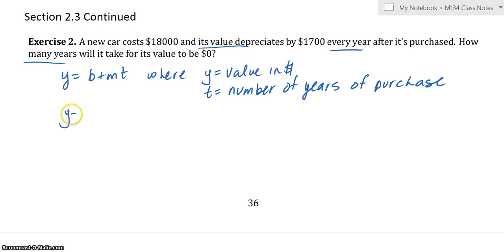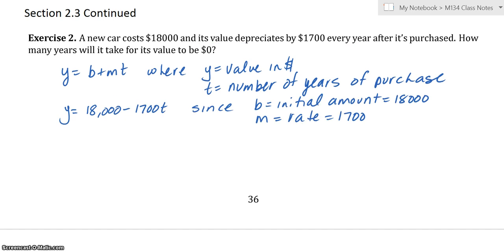So what would y equal? It would be the initial amount, which is the b, 18,000, minus, it's minus because it says here it depreciates. The value depreciates, so it's going down by 1,700 every year. So 1,700 is the slope, or the rate of change. Since b here is the initial amount, that's what it starts at, and the rate is 1,700. So I just plug it into the above formula.